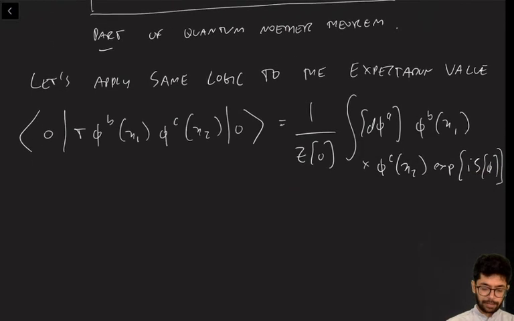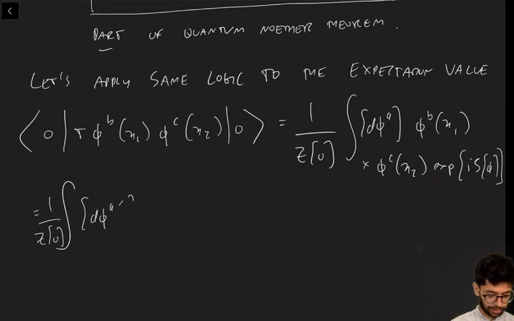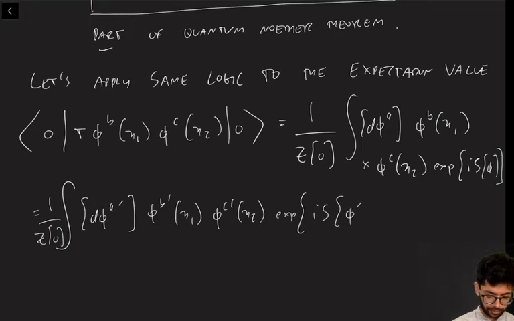Now, by the arguments above, this is also numerically equal to the following path integral, 1 over Z0 integral d phi_a prime, phi_b prime of x1, phi_c prime of x2, with the exponential of iS of phi prime. This equality follows just from changing variables in the path integral. It's not even really changing, it's just relabeling. It's calling phi prime.